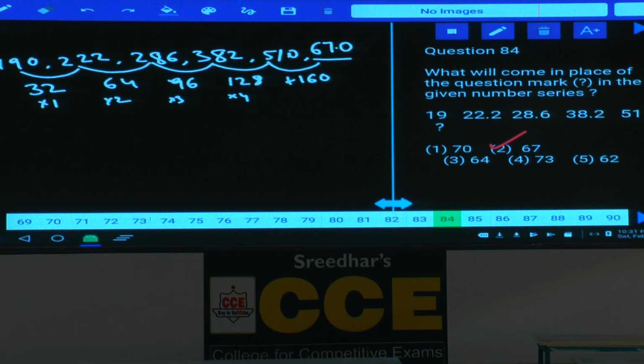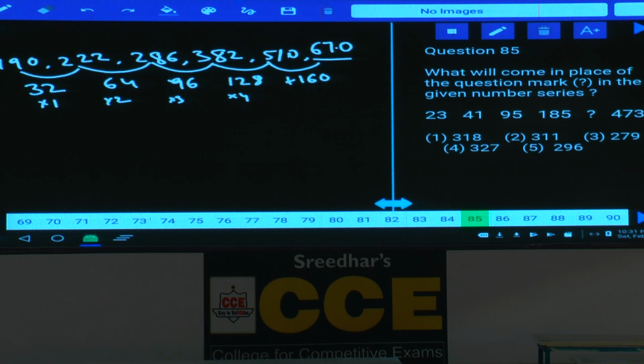Clear now? Whenever there is a decimal, it is always advisable to multiply that with 10 and remove the decimal, because the additions and subtractions will be easier in this case. Now this is about 84. Then 85.